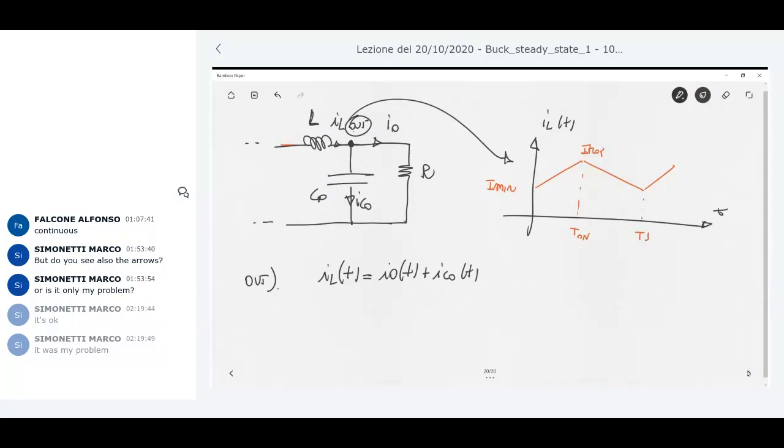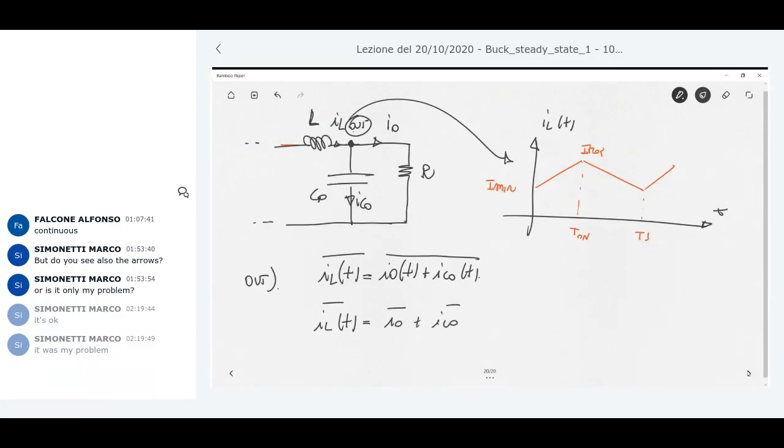But this is a quantity over which I can put a bar, so I can average it. What happens if I average these two quantities? I can have a linear operator. And the average current IL is equal to the average current I0 plus the average current IC.